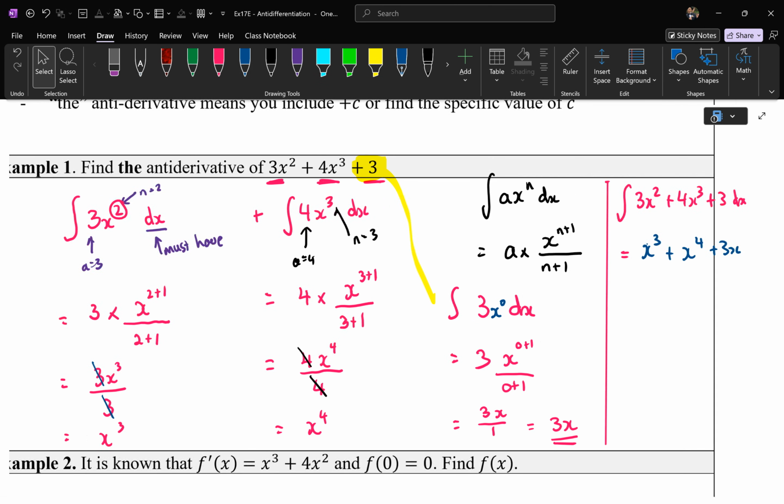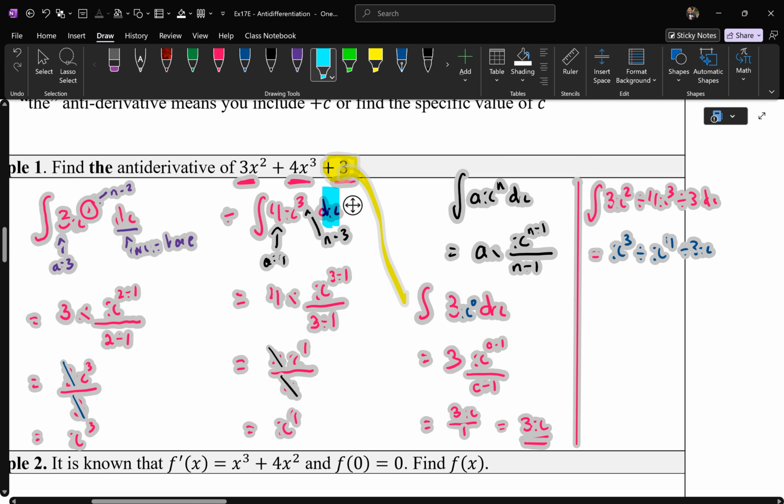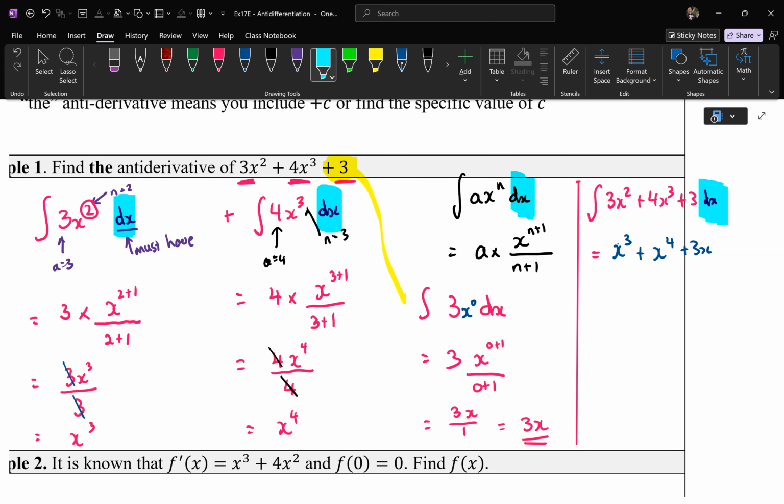Now, there were 2 parts I said that you will lose marks if you don't write them in. Mark number 1, if you don't have dx in your integration, you lose a mark. Your next one, if it's an indefinite integral, which this whole exercise is, if you don't write this in, you will also lose a mark. You must write plus c. And I'll explain what that is, and that will conclude our lesson for today.